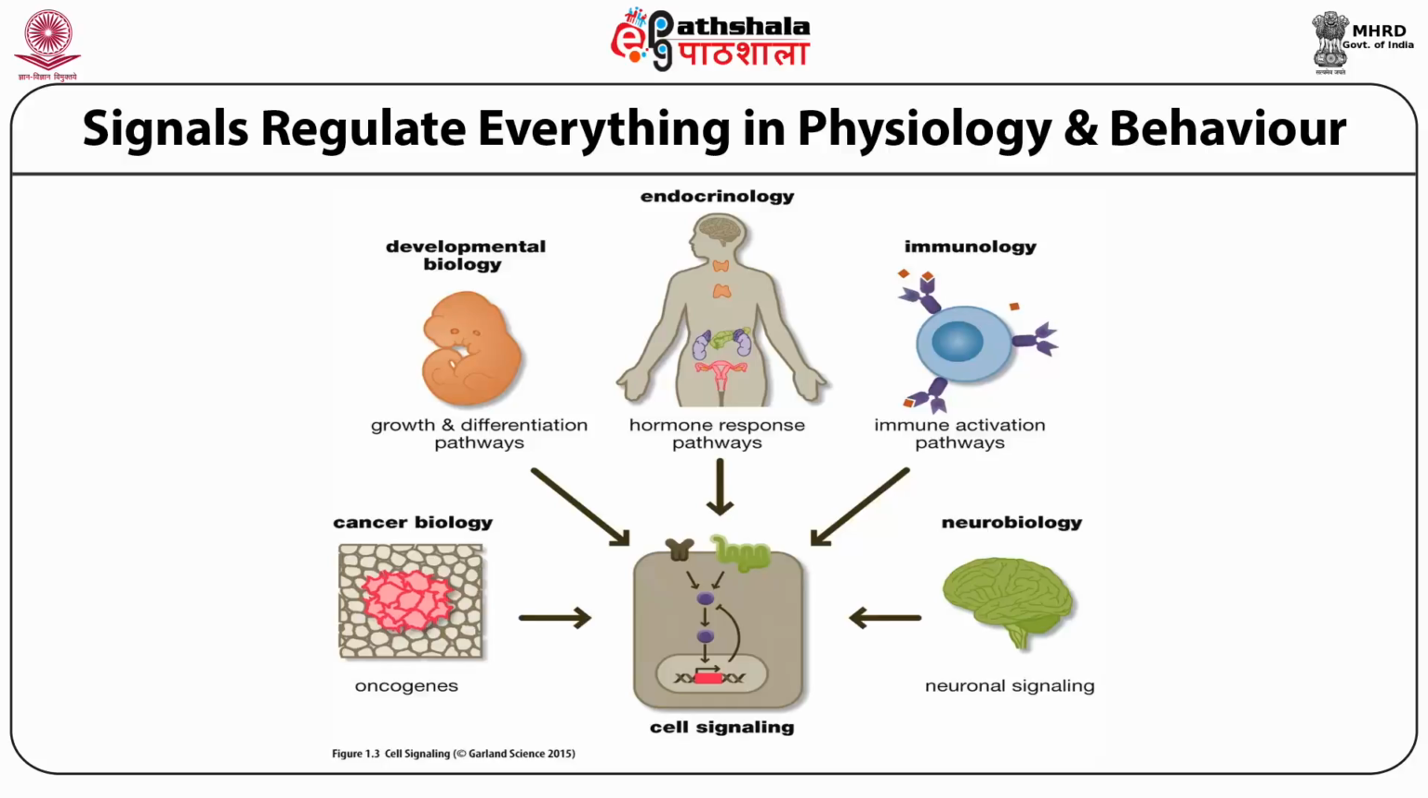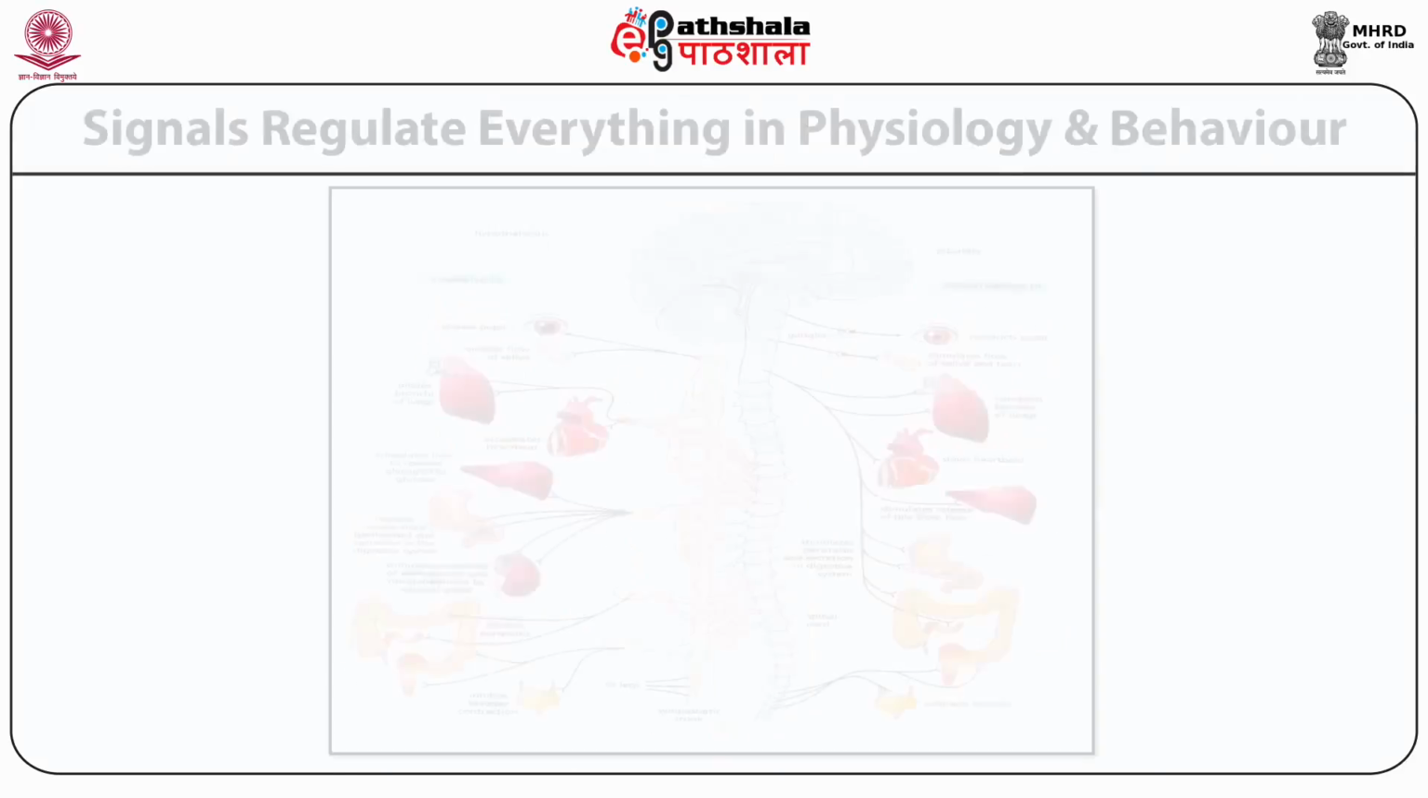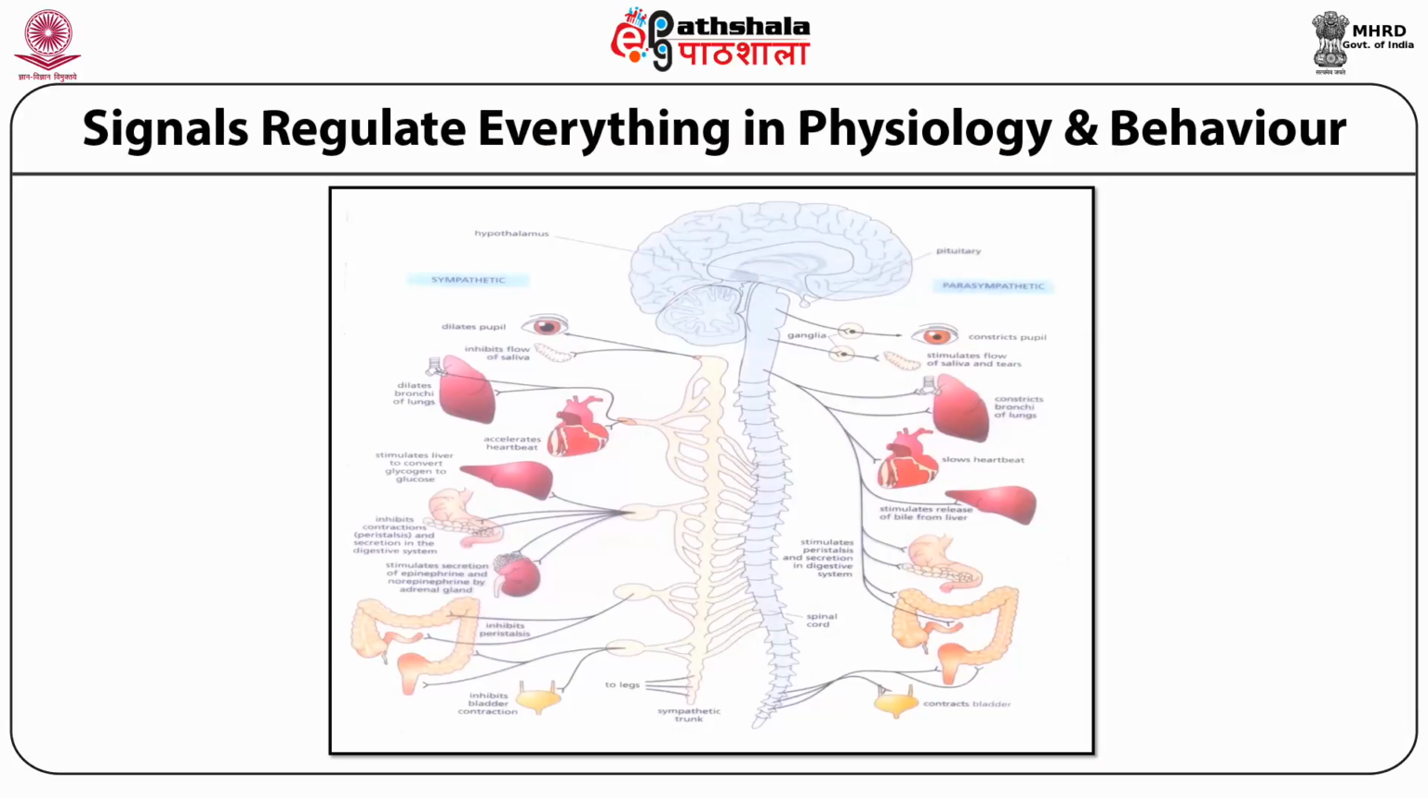Hence, the study and understanding of cell signaling has become the core part of reductionist biology in the last 2 to 3 decades. In summary, this deals with neurotransmitters, one of the chemical signals that we refer to.